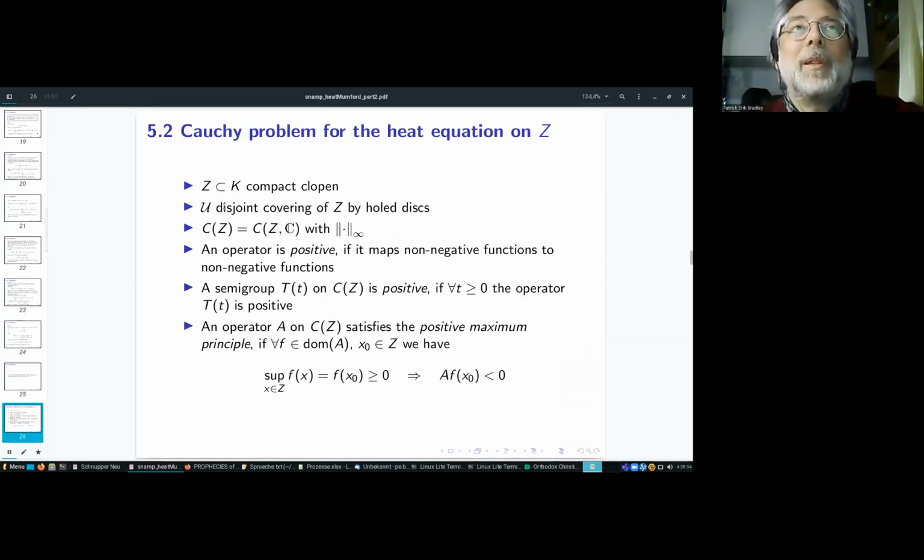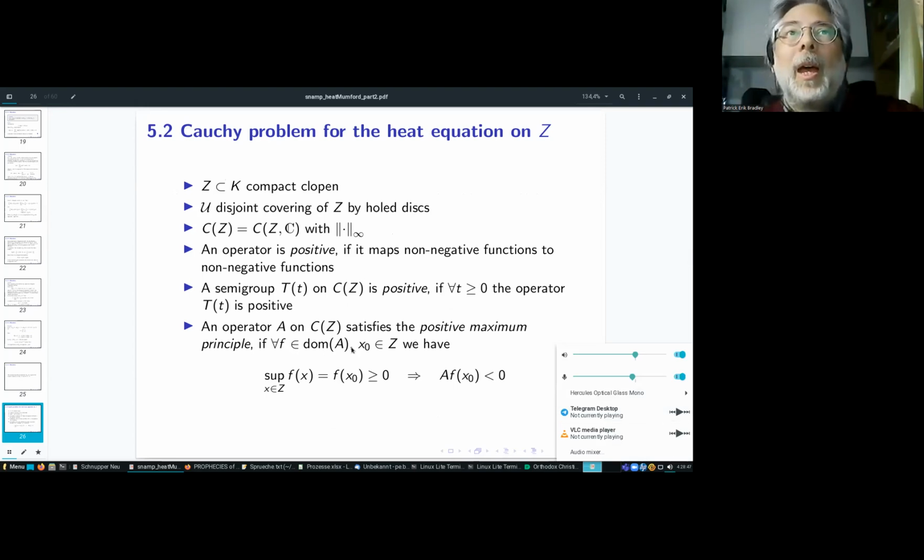Now the Cauchy problem, in this case, where you have a compact clopen set Z in Q_p, disjoint covering by balls, and now we look at C(Z) with the maximum or supremum norm, and an operator is positive if it maps non-negative real functions to non-negative functions, and you define a semigroup to be positive if for all t the corresponding operator is positive. You define an operator satisfying the positive maximum principle if for all f in the domain and x0 in Z, where x0 is where the supremum of f(x) in Z is achieved, and if that's non-negative, then A acting on f at the point x0 is negative.